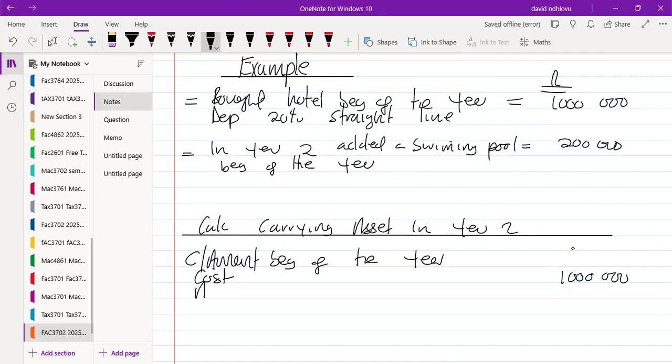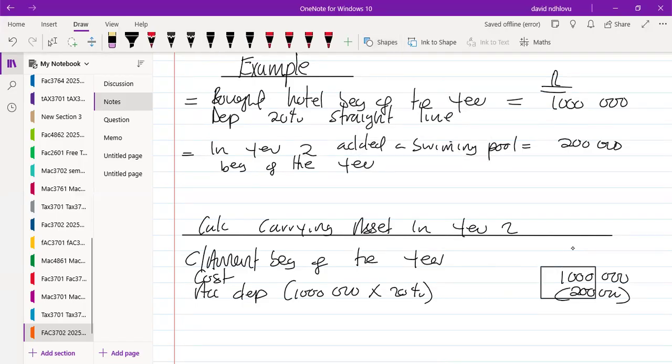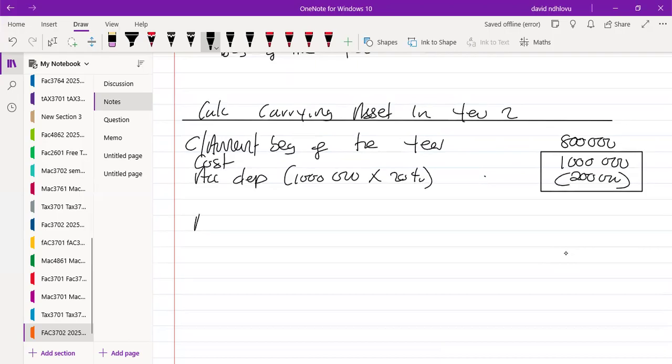Remember, initially the asset had cost us 1 million. Then we accumulated depreciation at the end of year number 1, which is 1 million multiplied by 20%, which is 200,000. So at the end of that year, we were sitting on a value of 800,000, being our carrying amount at the beginning of year 2. Then we now go to additions. This particular asset, we added a swimming pool with a value of 200,000 to it.